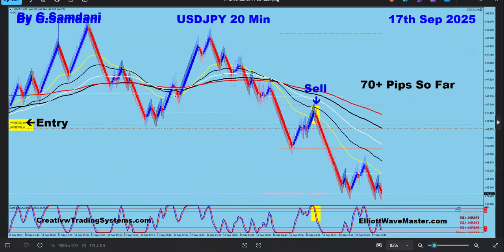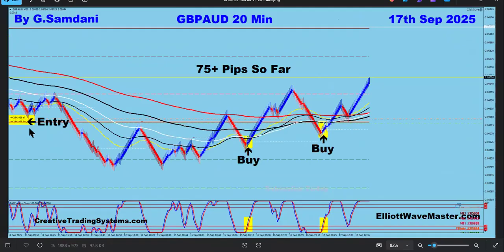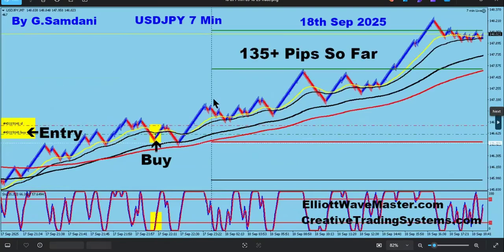Sell orders right there. This was the order, then I closed, but I forgot to save the chart, so I don't have that chart. But then again, this entry, you can see from here to here, 75 pip, GBP/AUD, 17th, and the buy order is right there.